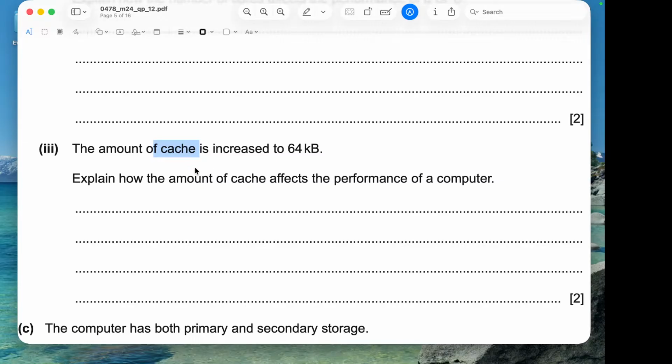And the only problem with it is static RAM that's used for cache is more expensive, so it does cost more money, but it is faster. So yeah.